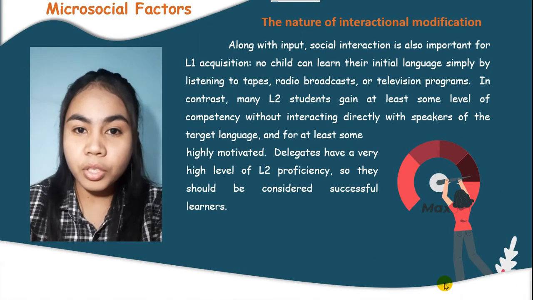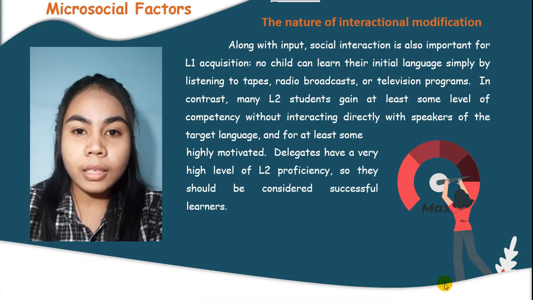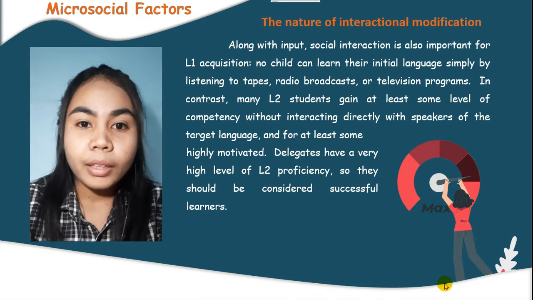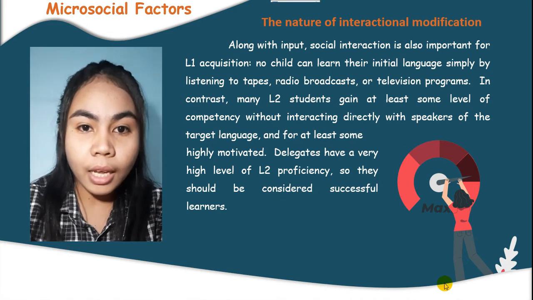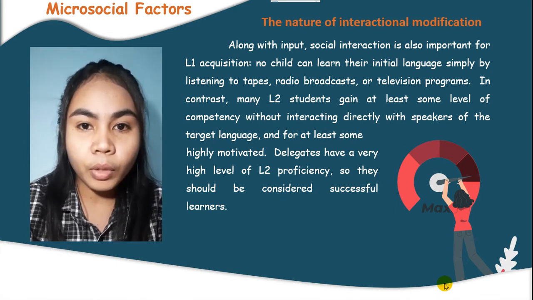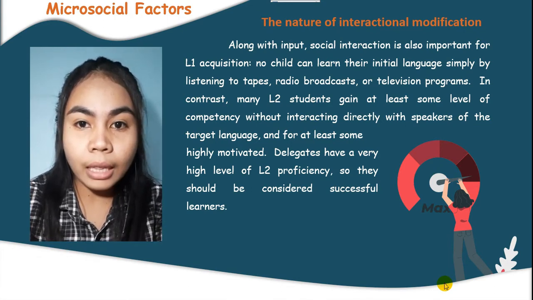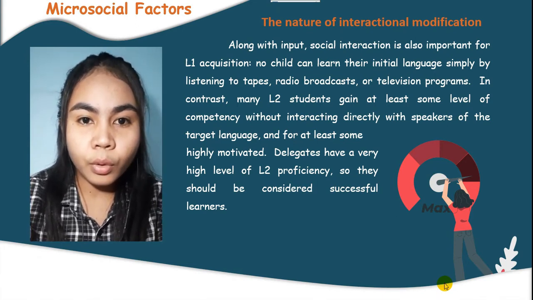Along with input, social interaction is also important for first language acquisition. No child can learn their initial language simply by listening to tapes, radio broadcasts, or television programs. In contrast, many second language students gain at least some level of competency without interacting directly with speakers of the target language, and some highly motivated learners have a very high level of second language proficiency, so they should be considered successful learners.